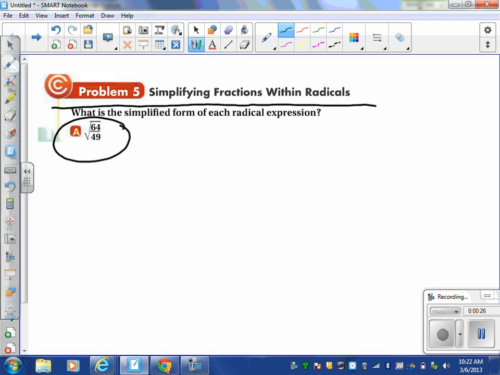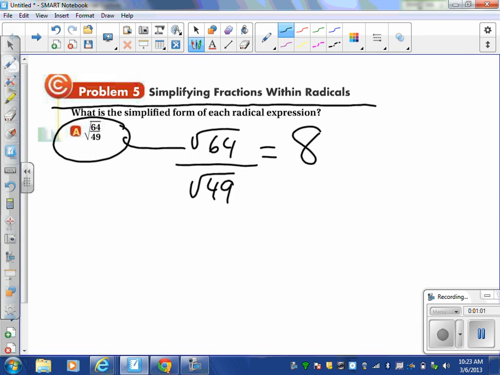What is this problem actually asking us to do? We could rewrite this problem to look like this. So now we have the square root of 64 over the square root of 49. Let's think of a number that multiplied by itself gives you 64. What would that be? Survey says 8. So 8 is the square root of 64.